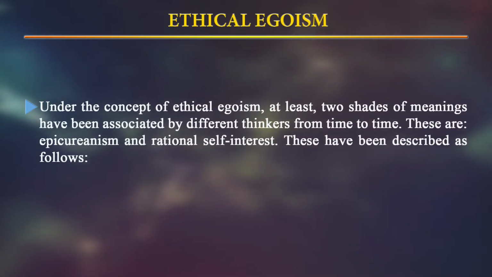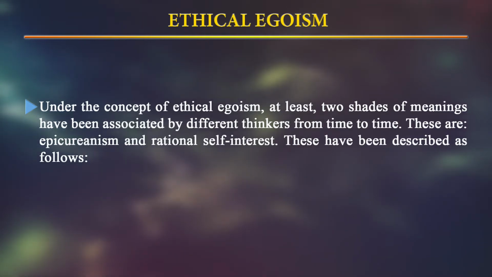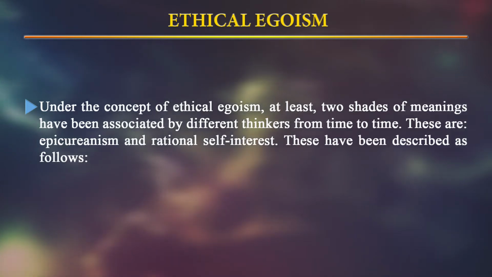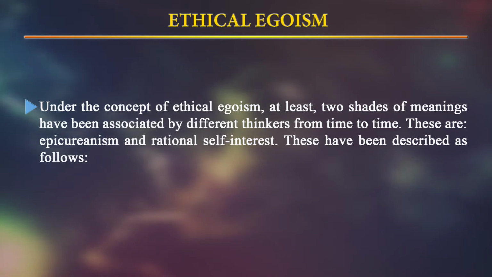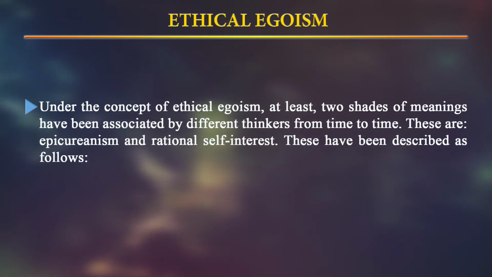Under the concept of ethical egoism, at least two shades of meanings have been associated by different thinkers from time to time. So what are these two shades of meanings which have been associated when we talk about ethical egoism? These are Epicureanism and rational self-interest. So let us further discuss these two concepts. First, let us talk about what is Epicureanism.